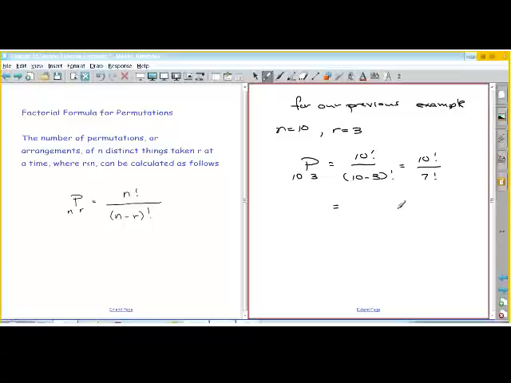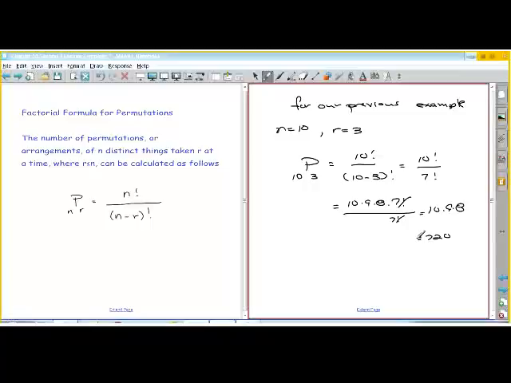And then to evaluate this, if I had a calculator that used factorial, I could just put 10 factorial divided by 7 factorial. Or we could rewrite 10 factorial as 10 times 9 times 8 times 7 factorial, all divided by 7 factorial. These cancel out, and you get 10 times 9 times 8, which is 720. So it's just 2 ways of doing it.